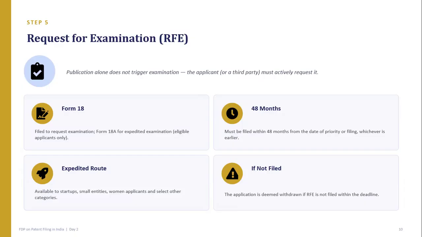Form 18 is used for requesting examination, while Form 18A is associated with expedited examination for eligible applicants. The presentation highlights a 48-month period for filing the request, calculated from the relevant priority or filing date, as applicable. An expedited examination route is available for eligible categories such as startups, small entities, women applicants, and certain other specified categories. One of the most important practical lessons here is to carefully monitor the deadline. If the request for examination is not filed within the applicable period, the application is treated as withdrawn. Therefore, maintaining a proper patent docket and deadline tracking system is essential.